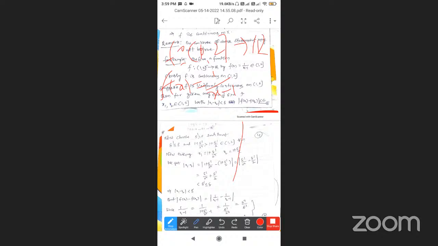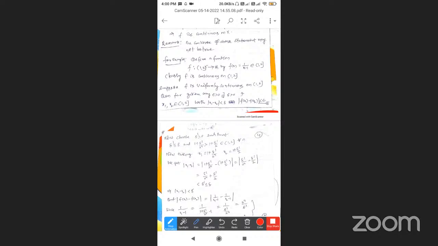For x belonging to the open interval (1, 2), this is always continuous. Every polynomial function is clearly continuous, so f is continuous on the interval. Suppose f is uniformly continuous on this interval; let us check this.